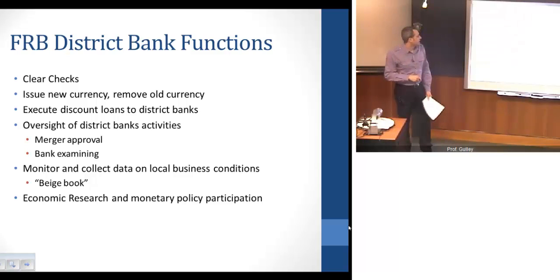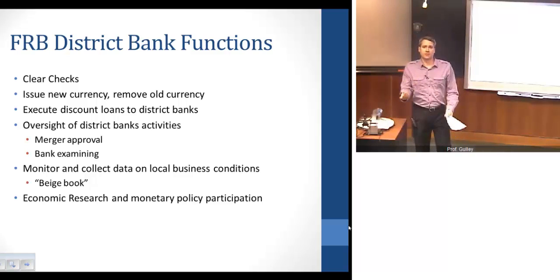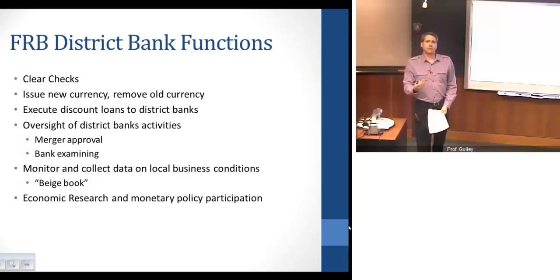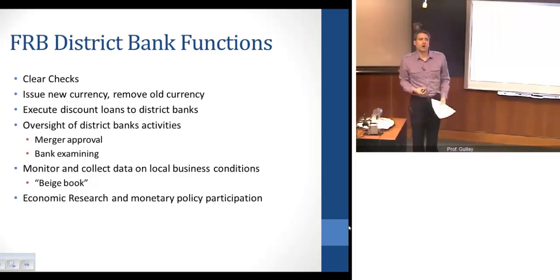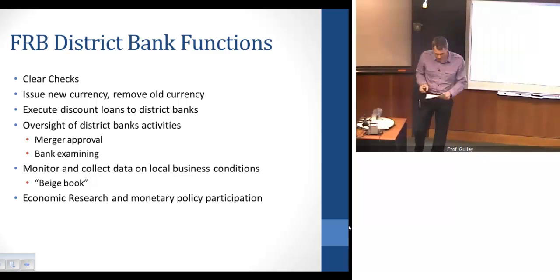They monitor and collect data on local business conditions, and this information becomes part of what's referred to as the Beige Book, which the Federal Reserve uses as a basis for thinking about what policy should be done. So that is a summary of local business conditions across all of the regional Federal Reserve banks. And then, of course, they do a lot of economic research and participate in the monetary policy process.